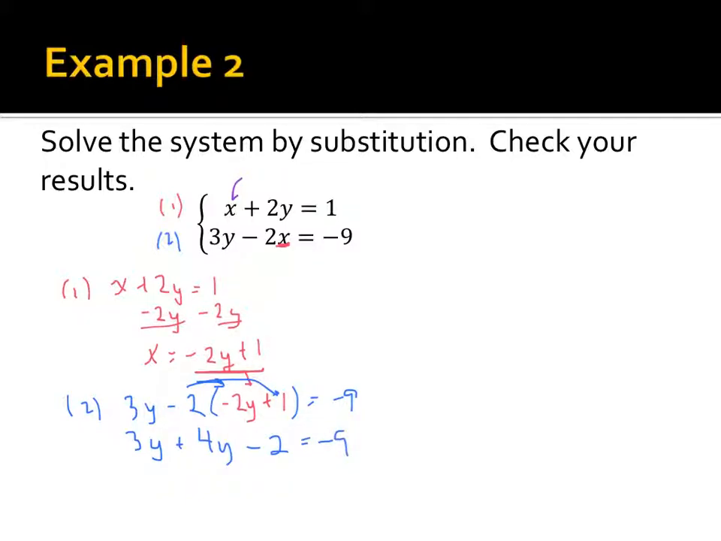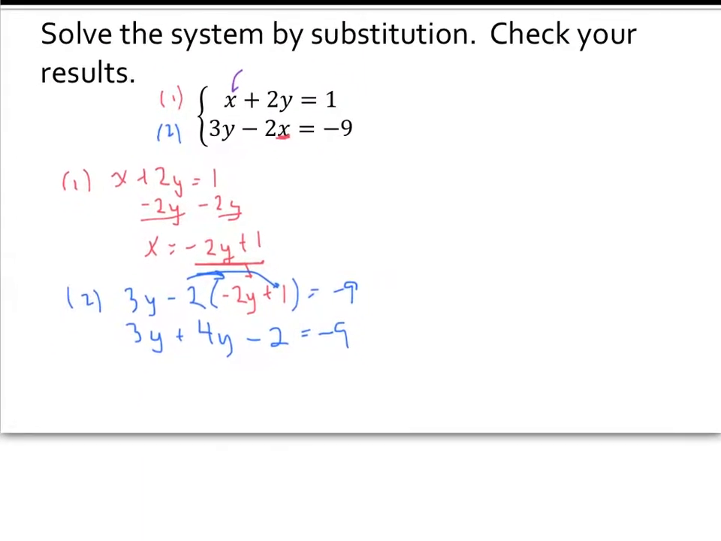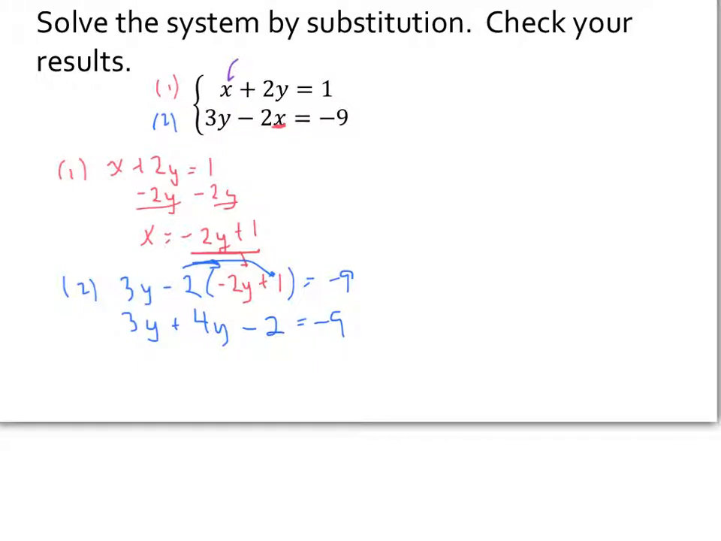Just a little bit more solving, and we're good. Let's combine like terms. So 3y plus 4y is 7y, minus 2 equals negative 9. Let me add 2 to both sides, and I get 7y equals negative 7. Okay, so let's divide by 7, and so I get that y equals negative 1. So there's part of my answer.